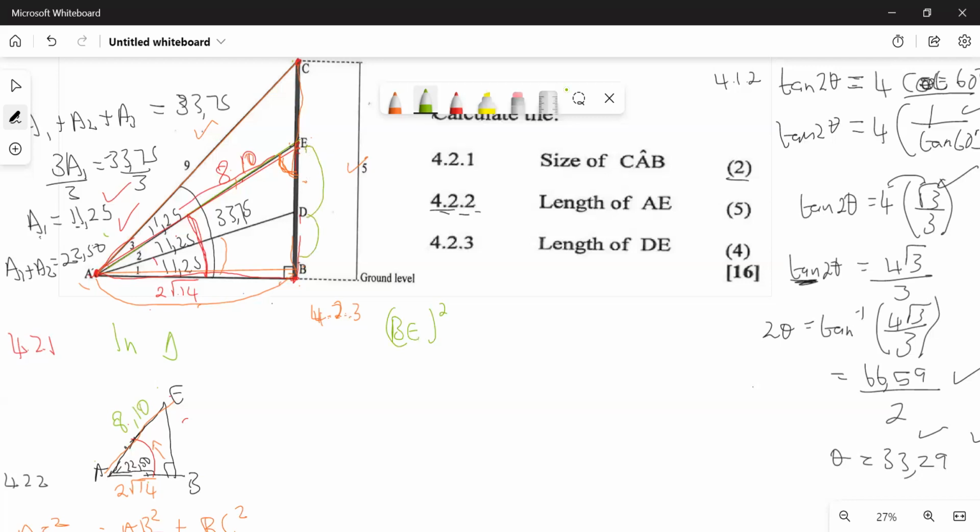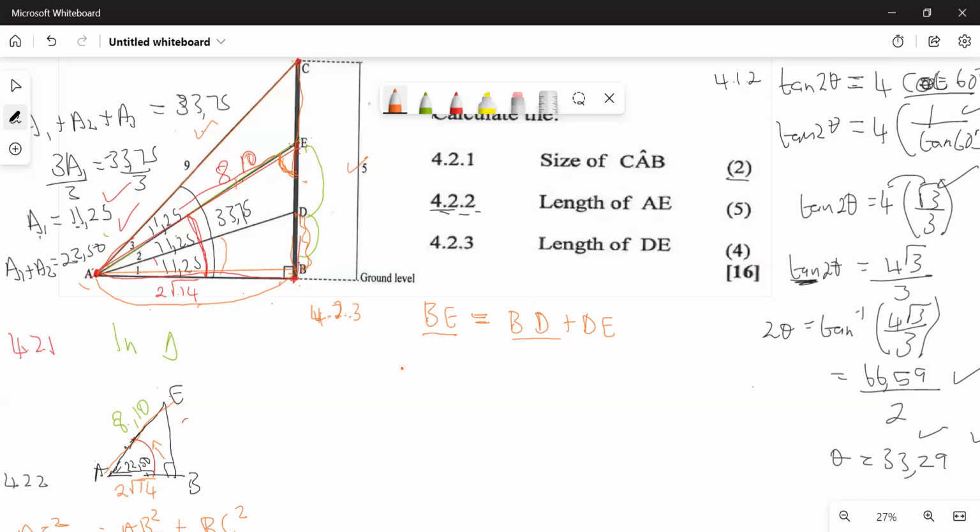Okay, that's true. Let me write that. So you are saying BE is going to be given by BD plus DE. Okay, I'm listening. Then we need the side BD. And how do you propose we get the side BD, which is this part here?